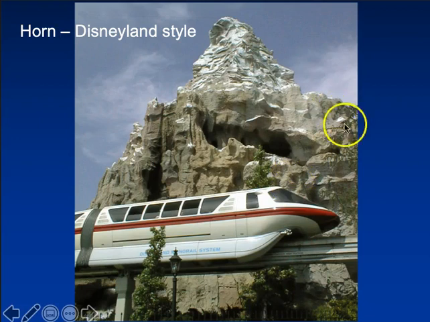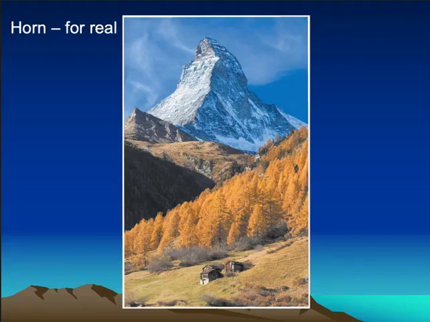At Disneyland, there's an example of a horn, the Matterhorn ride that you might be familiar with, which is modeled after the real thing. This is the Matterhorn in Switzerland. Very steep, pyramid-shaped peak.